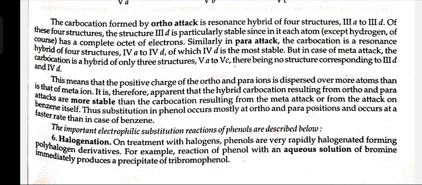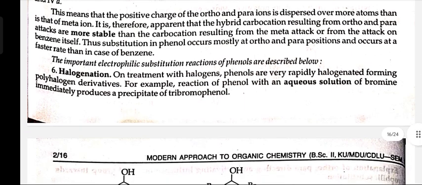This means that the positive charge of the ortho and para ions is dispersed over more atoms than in that of the meta ion. It is therefore apparent that the hybrid carbocations resulting from ortho and para attacks are more stable than the carbocation resulting from the meta attack or from the attack on benzene itself. Thus, substitution in phenol occurs mostly at ortho and para positions and occurs at a faster rate than in the case of benzene. The important substitution reactions of phenols are discussed below.